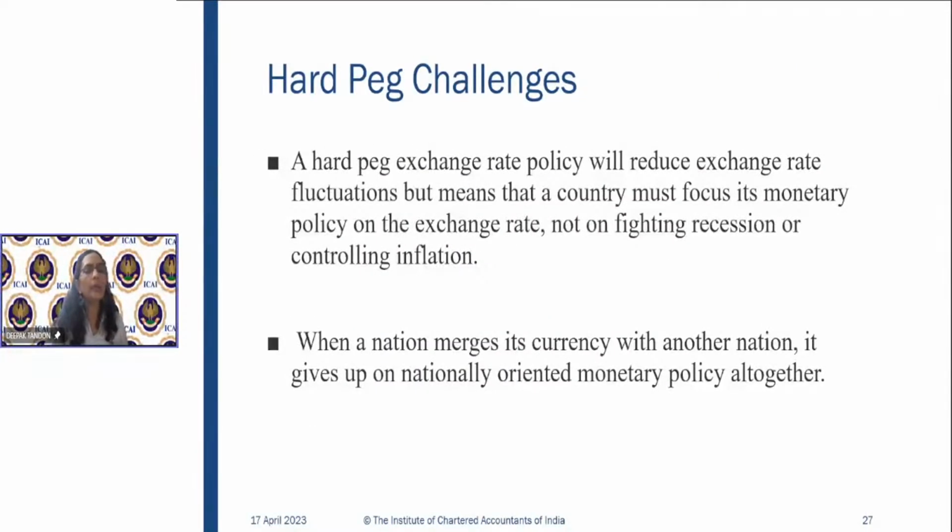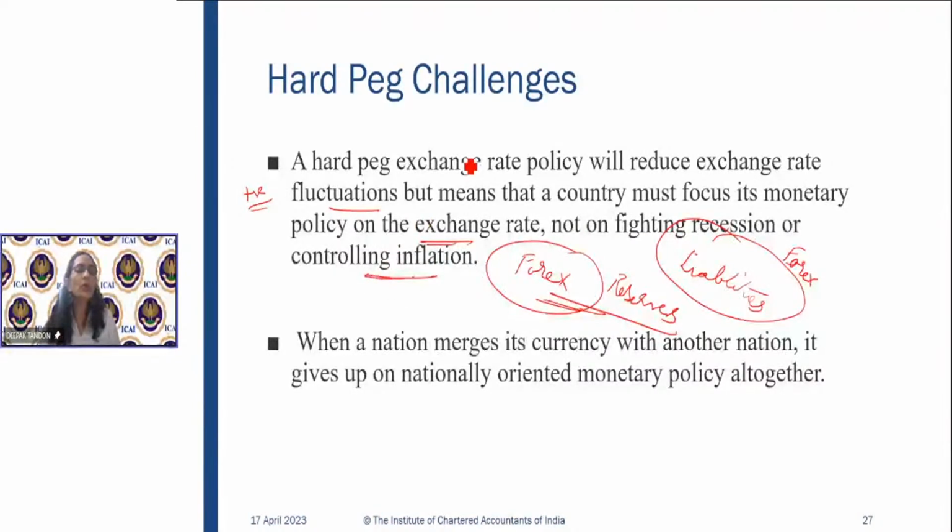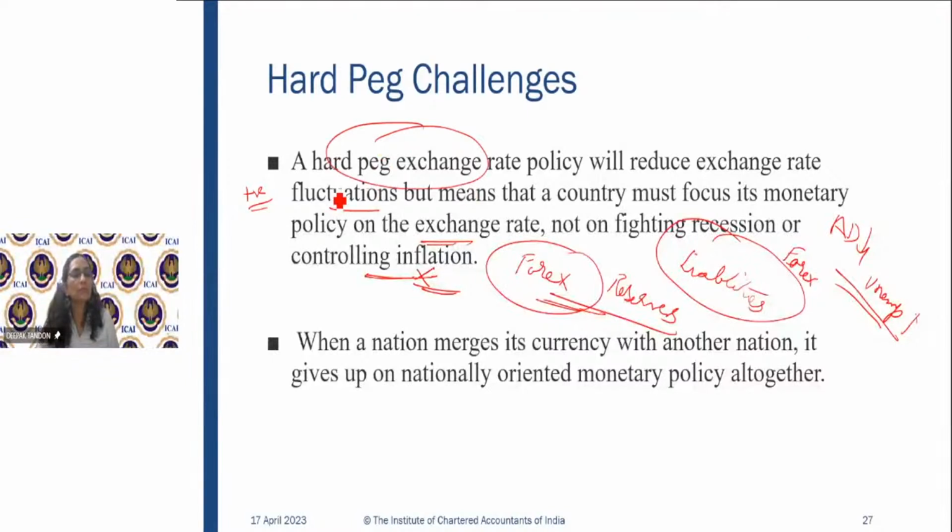So what are the challenges of hard peg? In a hard peg you have to maintain the currency, and for that you have to hold that much forex reserves to meet all your liabilities. Hard peg exchange rate will reduce exchange rate fluctuations. That is a plus, the volatility will not be that much. But a country must focus its monetary policy on the exchange rate, not on fighting recession or inflation. So what will be the role of the central bank? Not to take care of inflation, not to take care of aggregate demand going down or unemployment increasing. You cannot do anything about these things. You simply have to maintain the exchange rate. That is the hard-pegged currency challenge, okay?